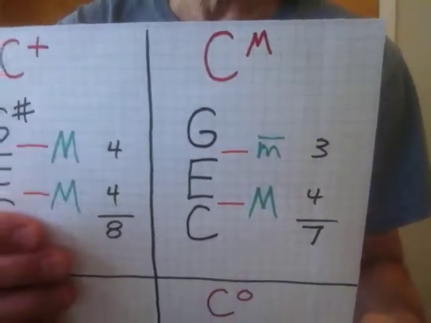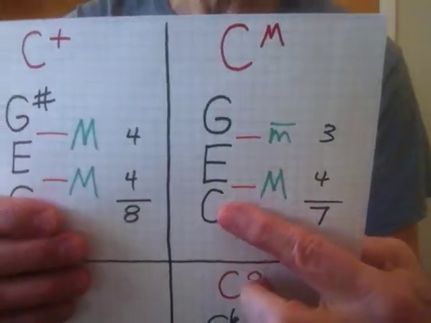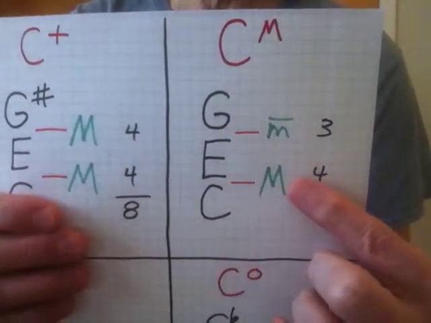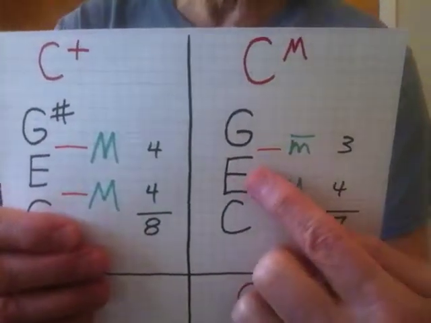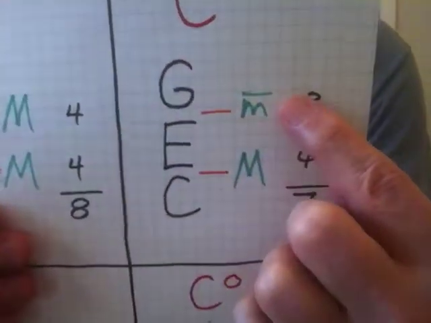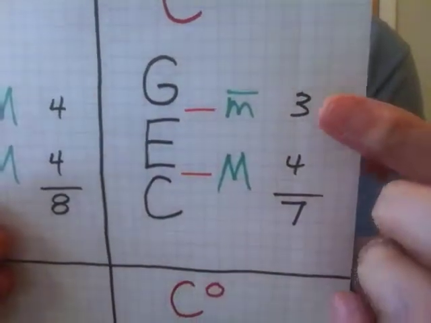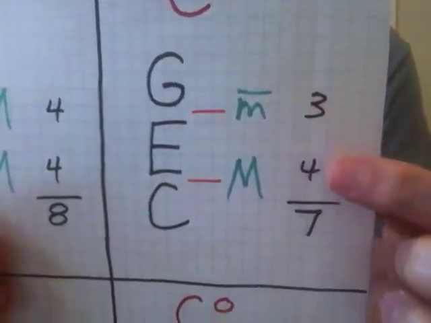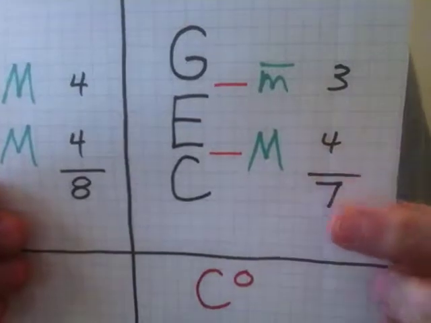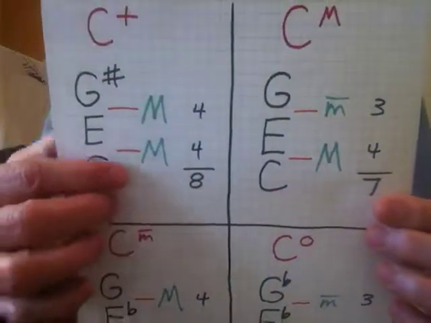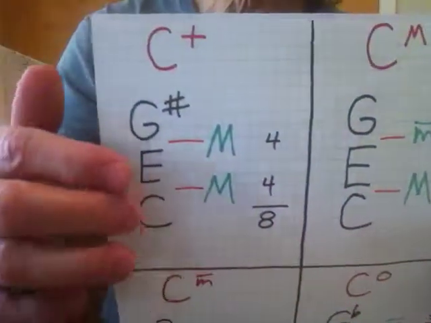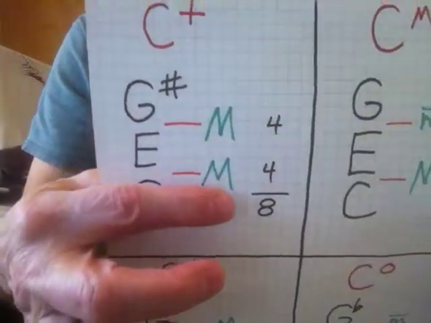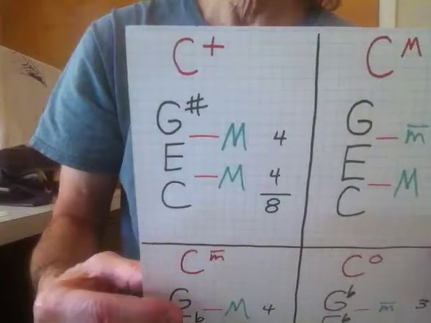Everybody knows C major, it's very common. And in between the C and the E, you have a major third, an interval of a major third. And between the E and the G, you have a minor interval. That's 3 half steps for the minor and 4 half steps for the major. So here, from root to fifth, you get only 7 half steps total. Over here with the C augmented, you got 8 half steps total.